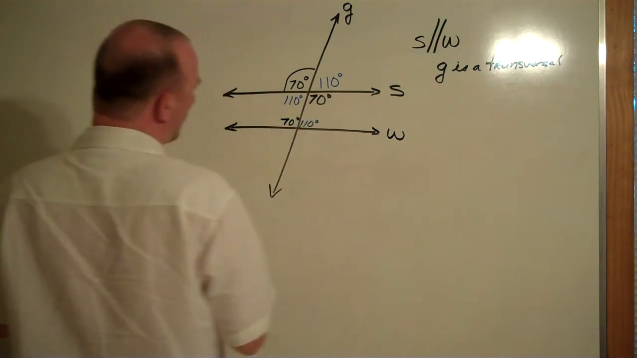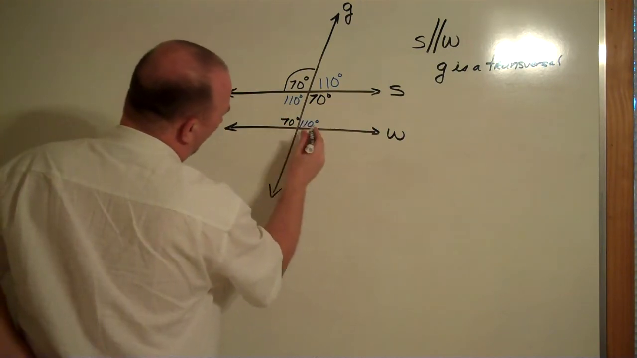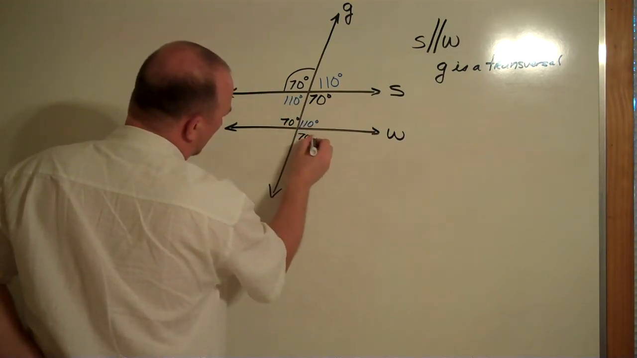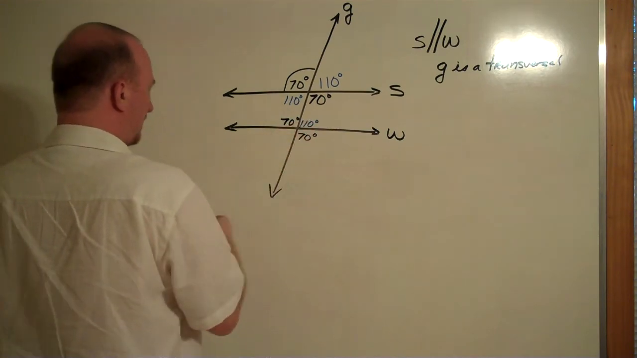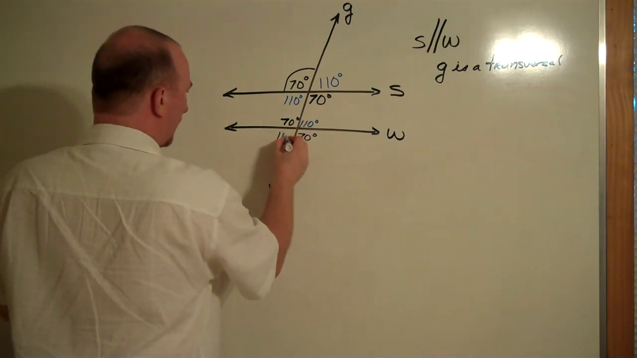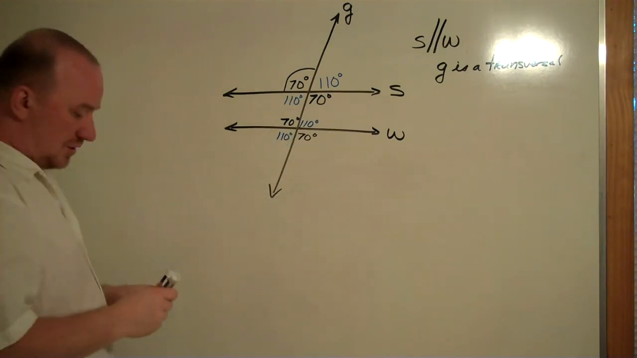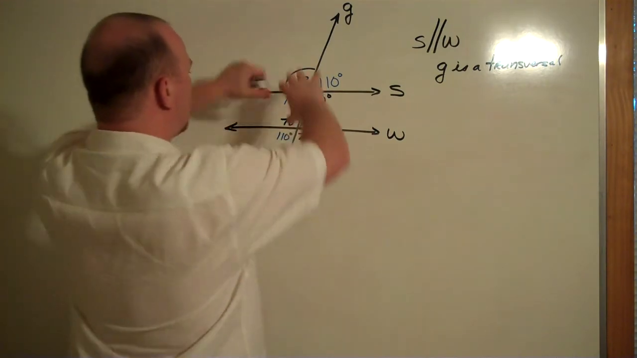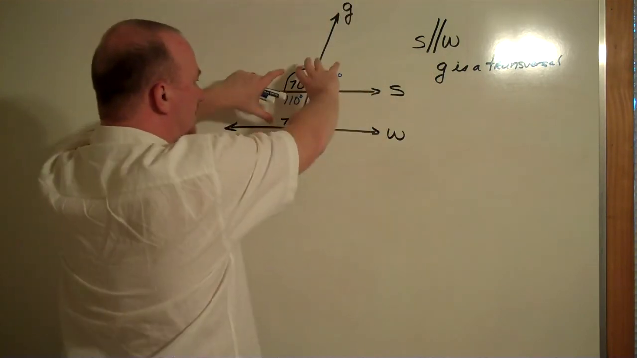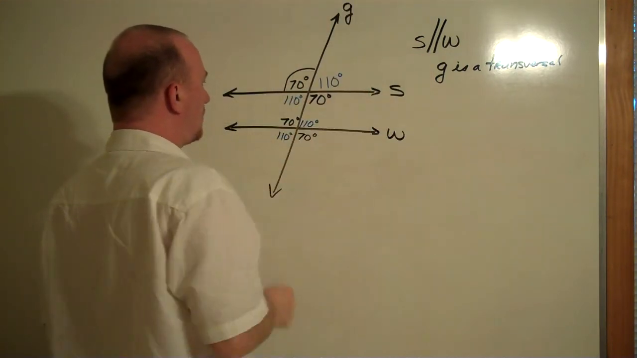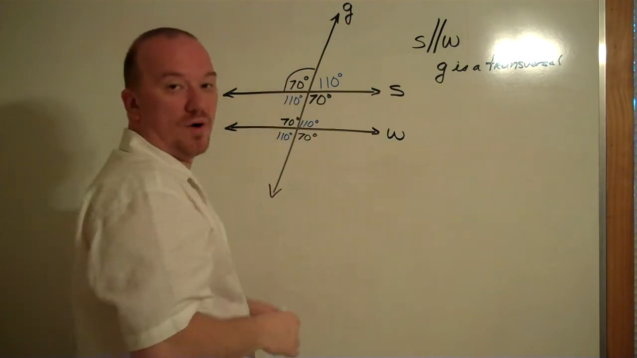And as soon as you put them on, you know that vertically, this one must be 70, and vertically this way, this must be 110 degrees. So you could fill out this whole entire parallel lines cut by a transversal diagram with all the angle measurements, given just one of the angles.